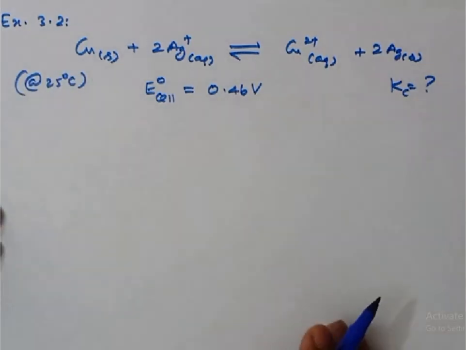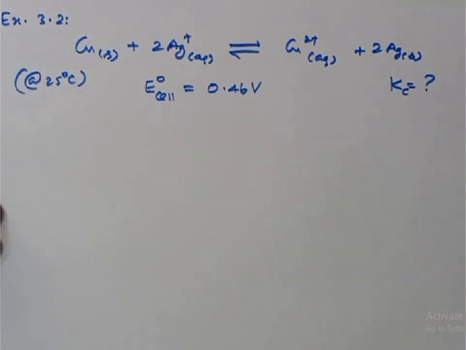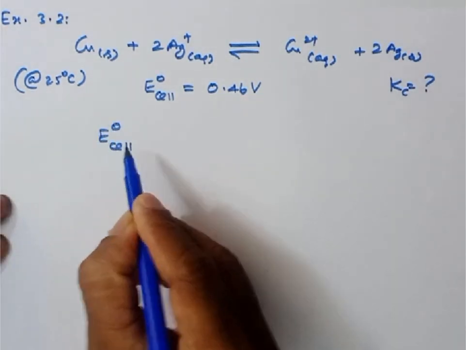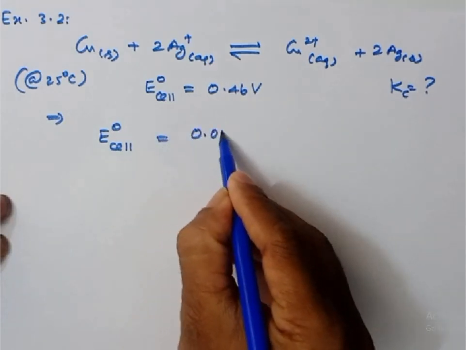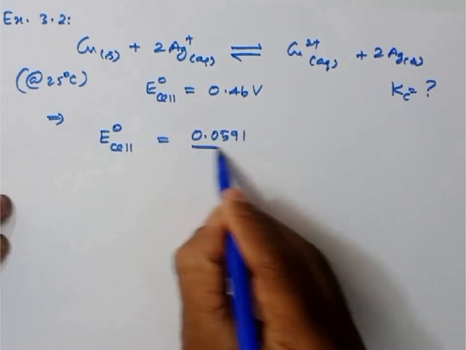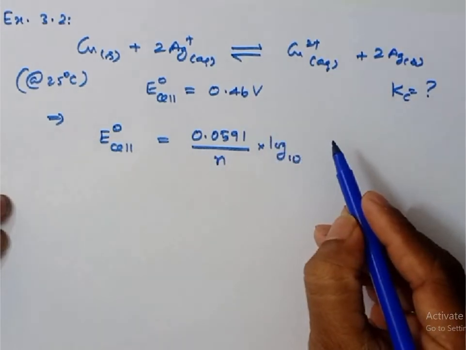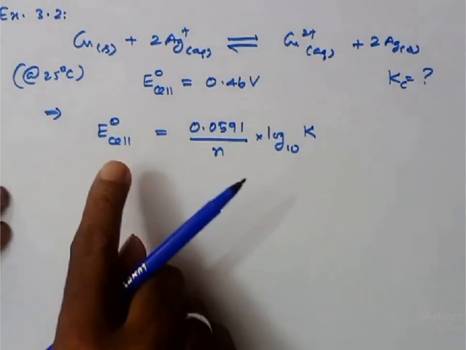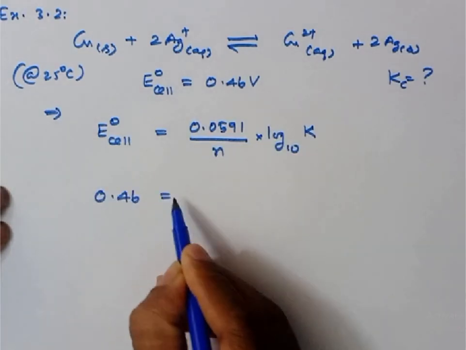Temperature is not given actually, but they will usually provide it. Since the temperature is not given, I'll take it as 25 degrees Celsius. Now, what's the relation? The relation is this: E0 cell, you know very well, is equal to 0.0591 divided by n into log base 10 of the equilibrium constant K.